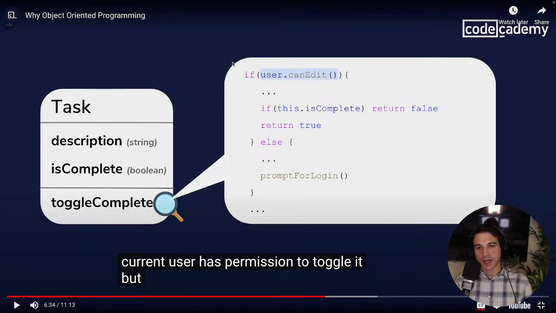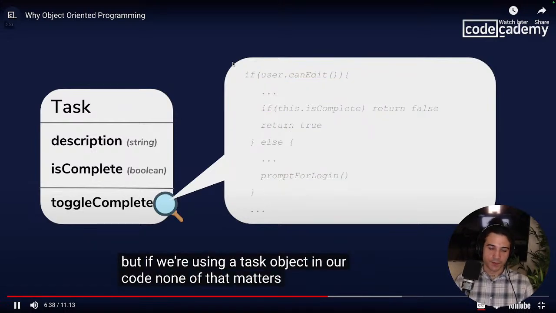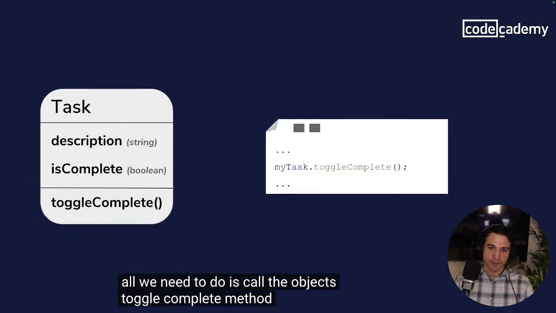If user can edit, if this is complete, return false, return true, else prompt for login. But if we're using a task object in our code, none of that matters. All we need to do is call the object's toggle complete method, and we get the same effect.